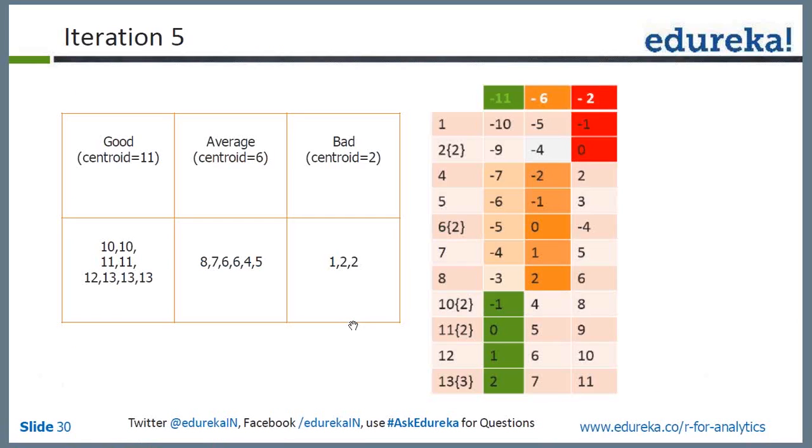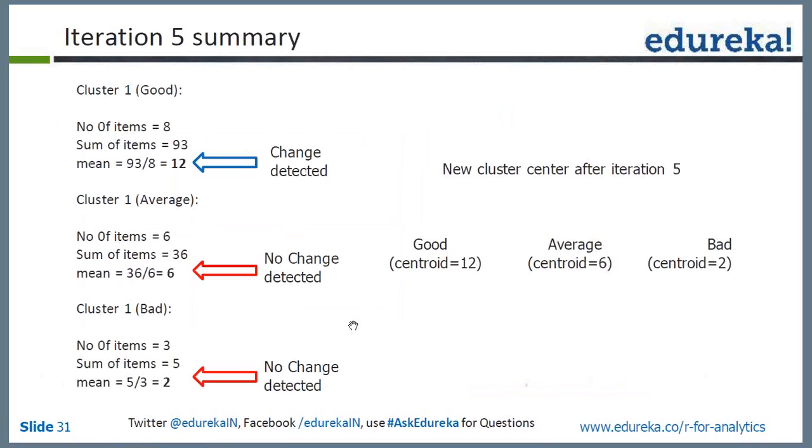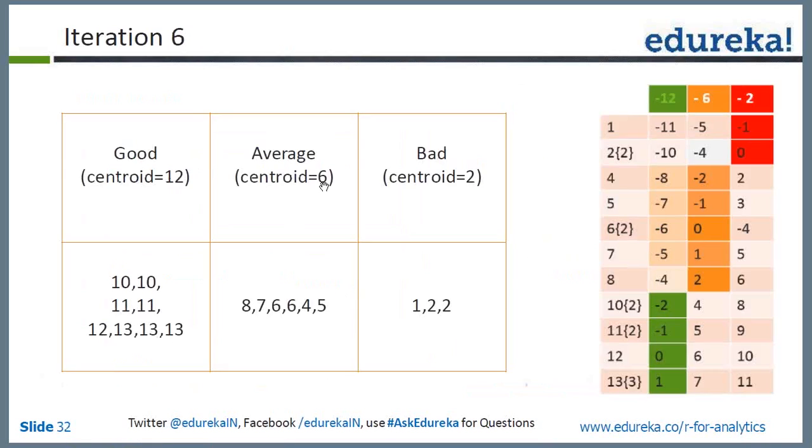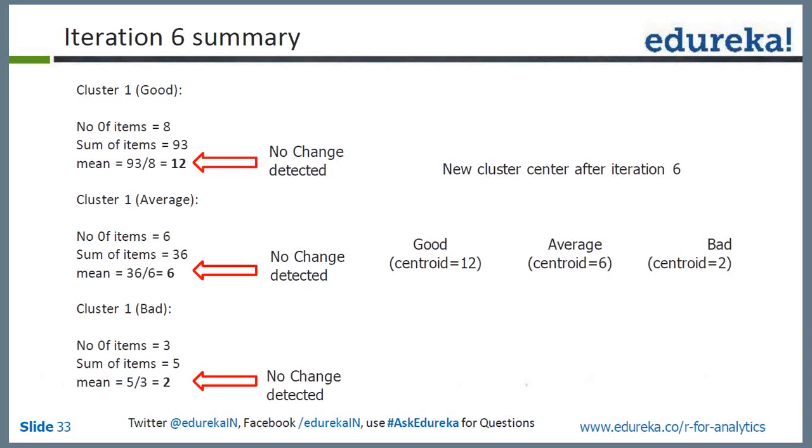Now again we do the next iteration, and no change detected, and there is a small change detected in the good cluster, right? So by iteration 6, it kind of settles, right? So we know that 6 is probably the right number.